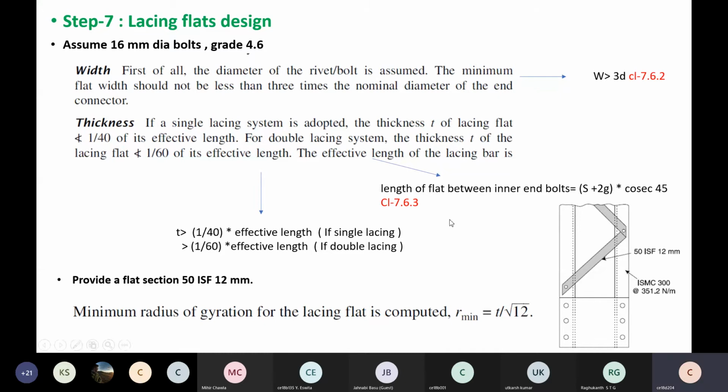In the question they have asked single lacing system. So we are providing 1 by 40 times of the effective length. Effective length by 40 is 7.19. It should be greater than that. You got 7.9? Please check it once. No? Maybe some mistake you have done in the effective length. It is S plus 2G into cosecant 45, right?